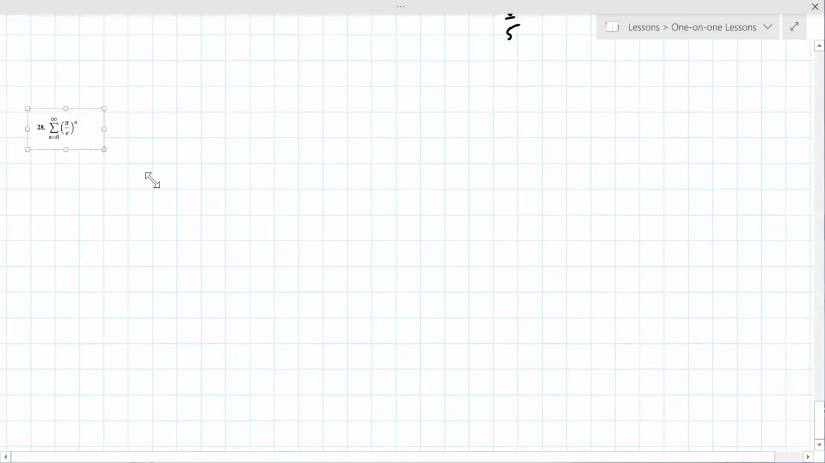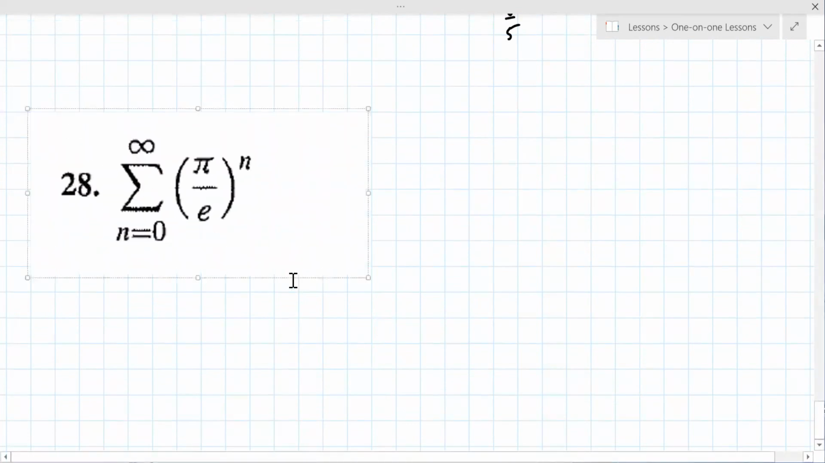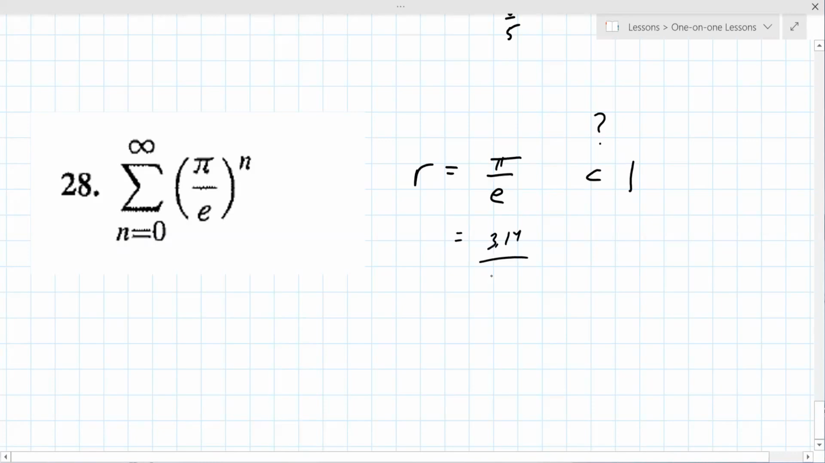All right, so got this one here. This is a geometric series. We know that r is equal to pi over e. Is this less than 1? So this is where you got to be like, well, what's pi? 3.14. What's e? 2 point something. Yeah, so this is actually greater than 1. So this diverges.